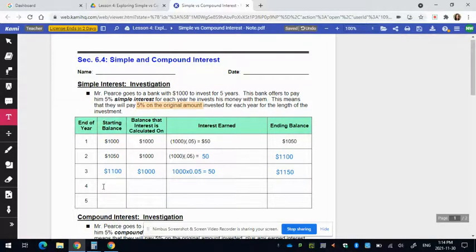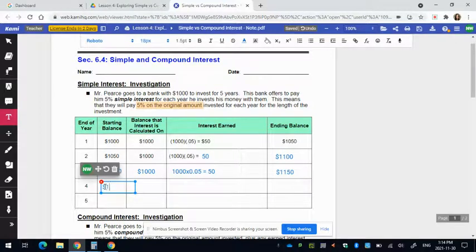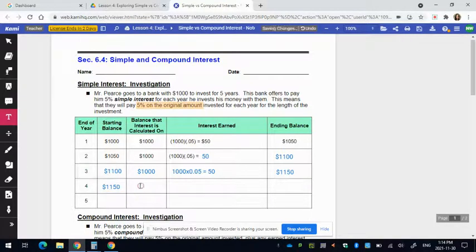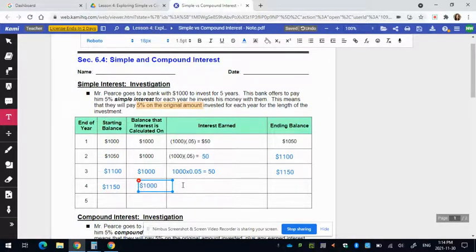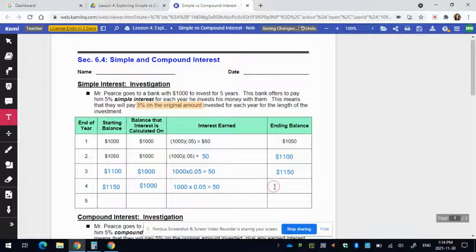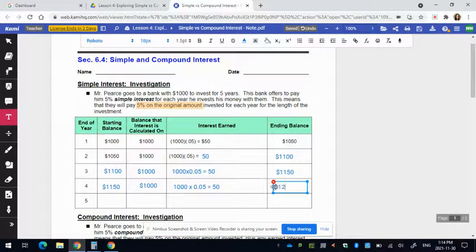Now, year 4, we're starting with 1,150. Interest is calculated on that same initial amount of 1,000. And our calculation is the exact same, 0.05, which will give us back that $50 of interest. So when we add the interest earned after this year, we end up with 1,200.